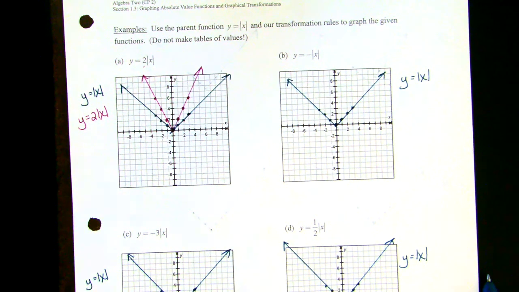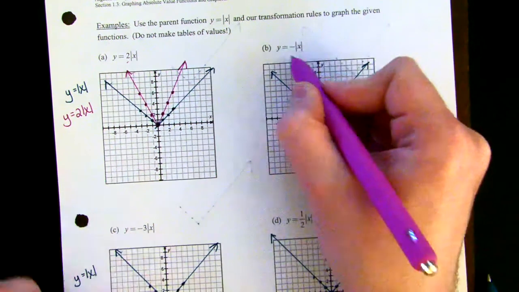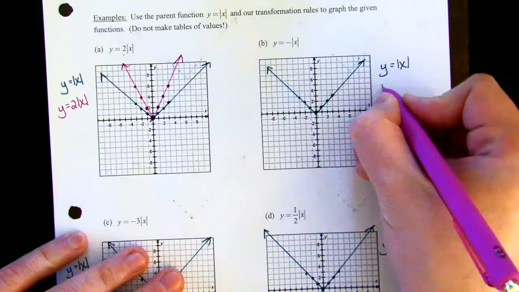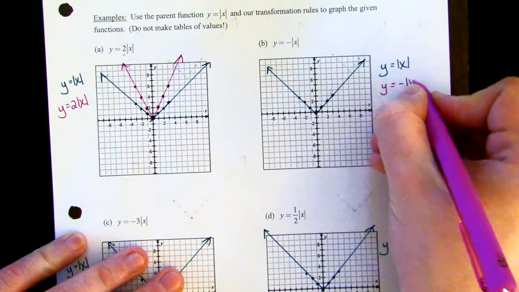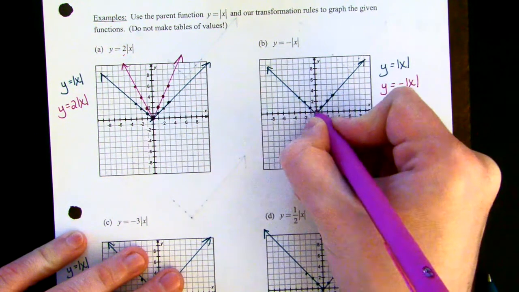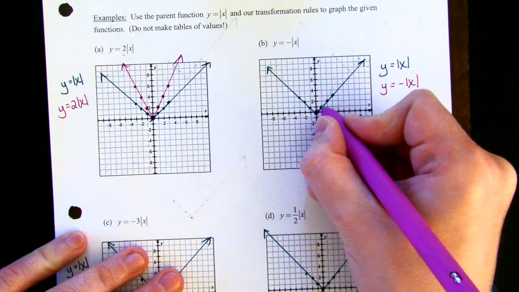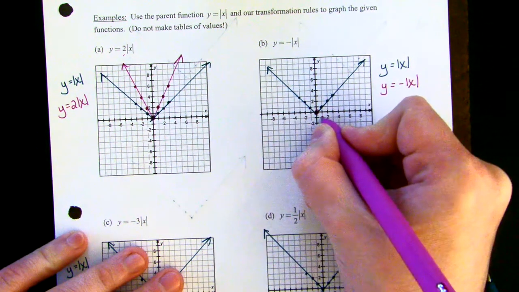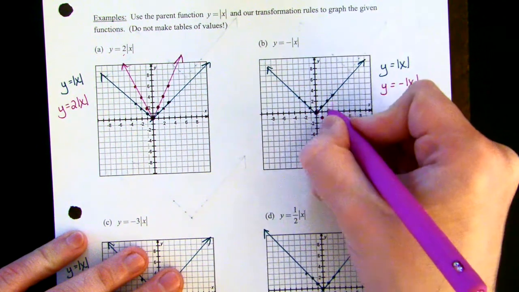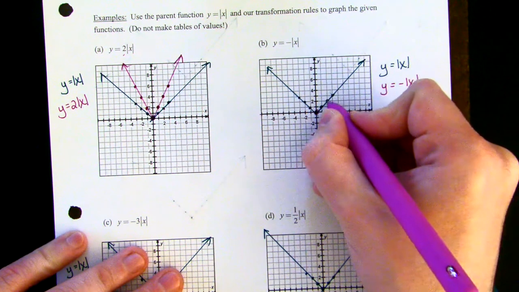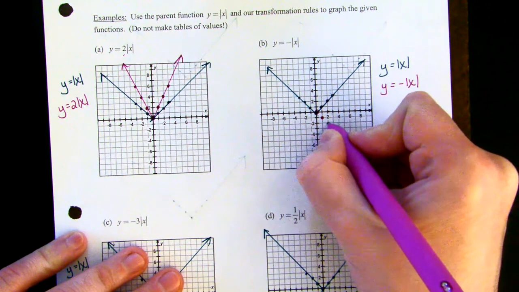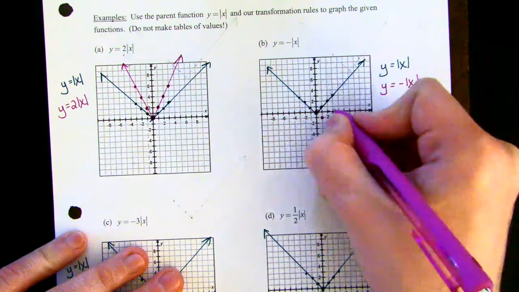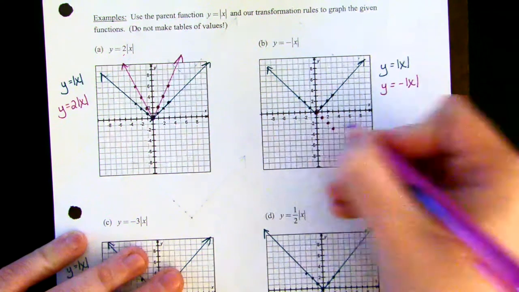Next, in letter B, that negative number up front. Well, we said a negative would flip it over the x-axis. This point is right at 0, 0. This point was 1 above the x-axis. If I flip it over the x-axis, it's now going to go 1 below the x-axis. This point was 2 above the x-axis. I'm going to flip it so it's 2 below the x-axis. This was 3 above. It's now 3 below.